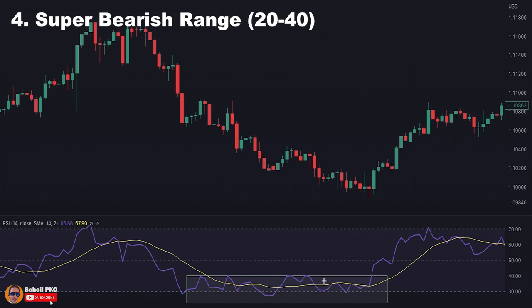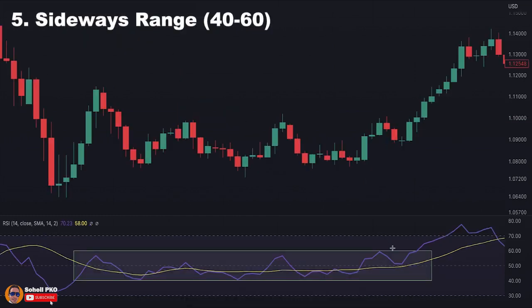So I recommend you to be very careful with entering these trades and make sure you are managing your risk properly. And the last one is sideways range, where the RSI is more likely to oscillate between 40 to 60. In this situation where there is no trend in the market, the price usually finds support around 40 and resistance around 60. This helps us to determine that the market is moving sideways, so we should not enter any trade when RSI is under the sideways range.